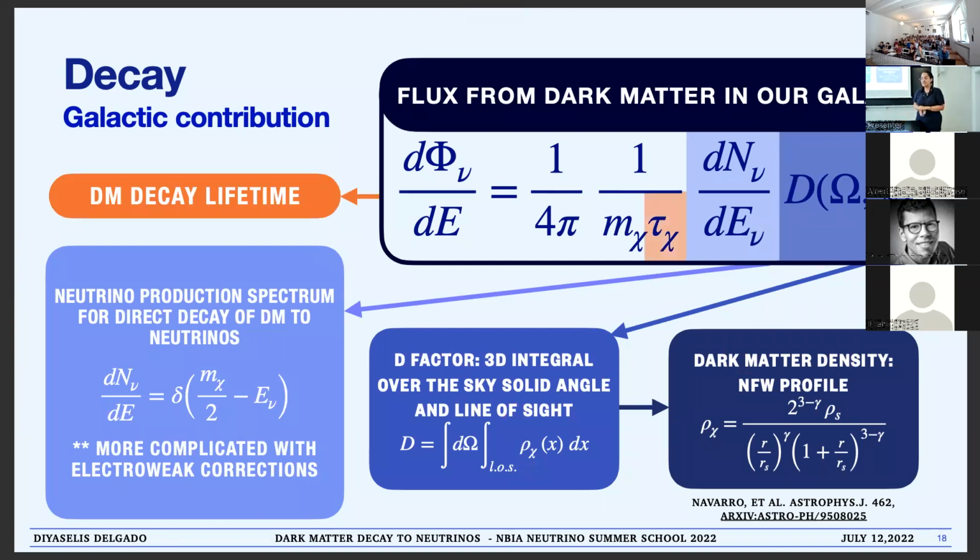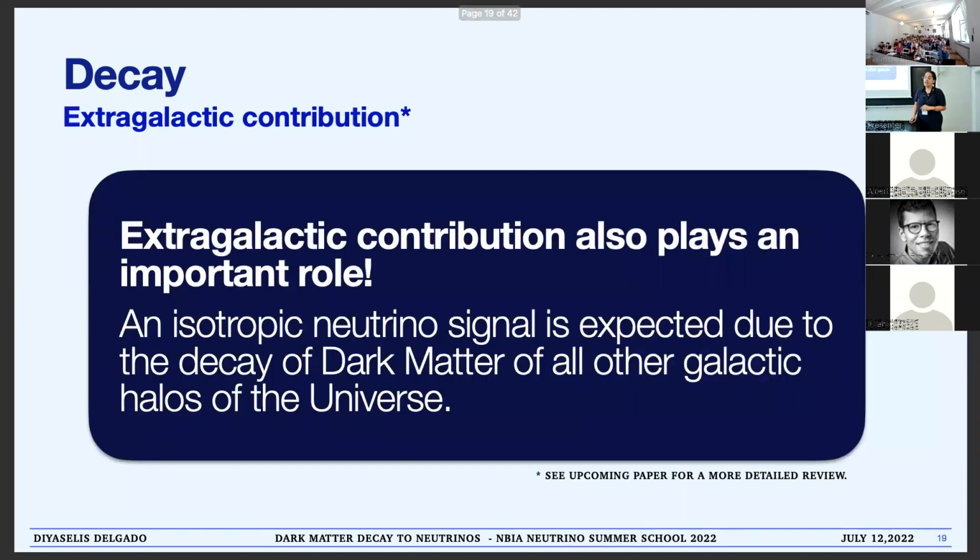So we use this to set some constraints here on this parameter, which is the dark matter decay lifetime. Like I mentioned before, there's an extragalactic contribution that also plays an equally important role, but as we would expect, things again get more complicated, so I won't show it for the sake of time. But we expect an isotropic neutrino signal from all the other galaxies in the universe that also have dark matter decaying to neutrinos.